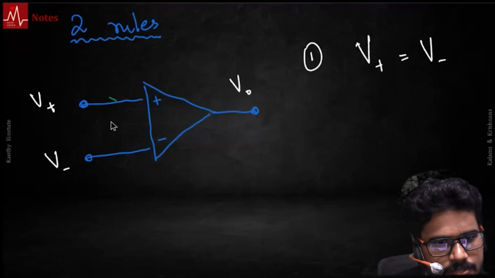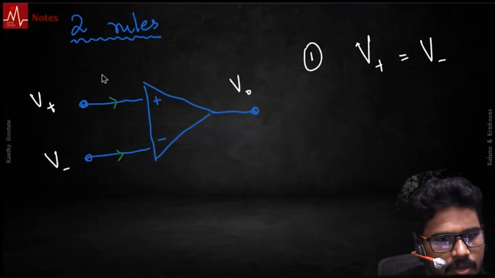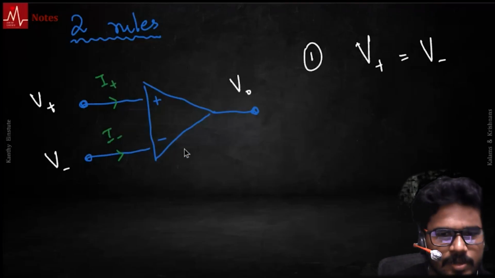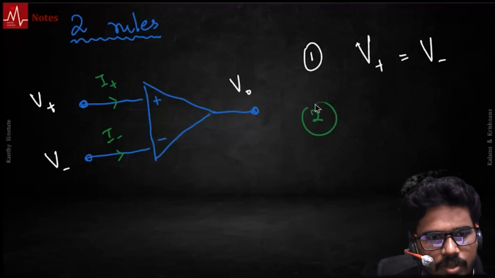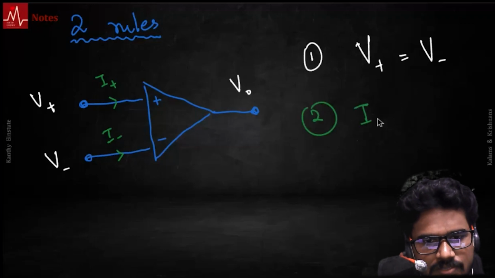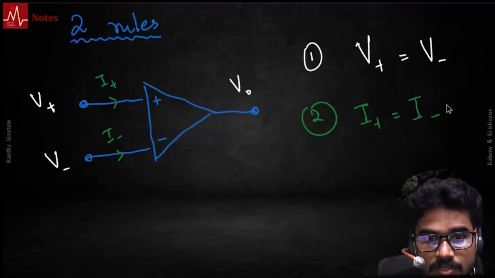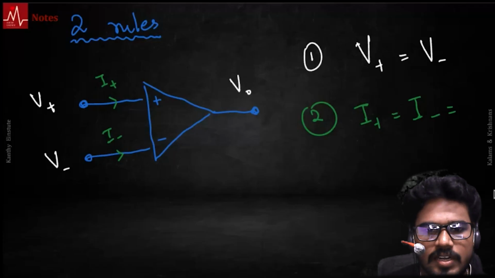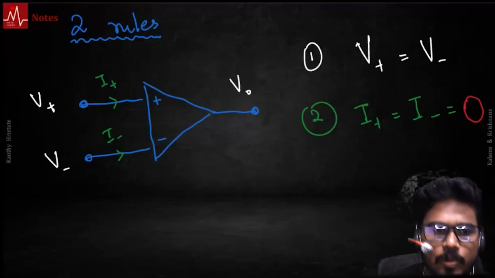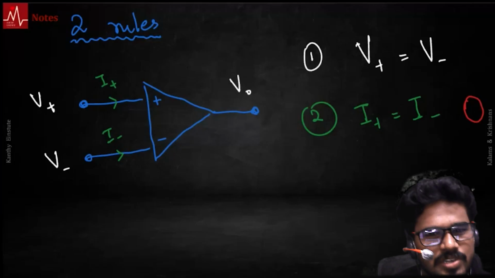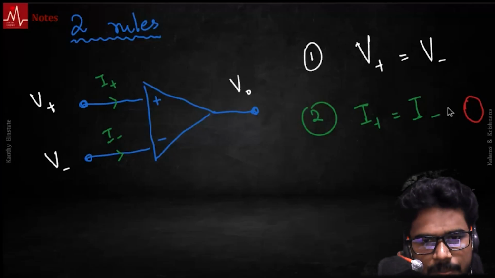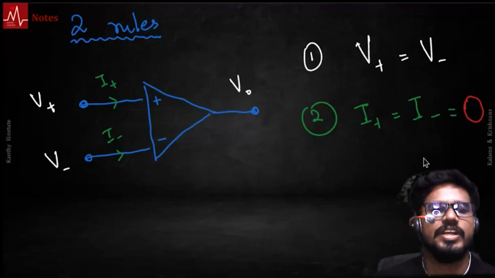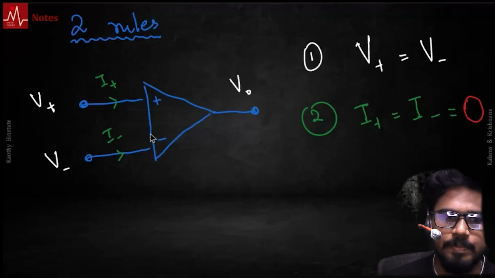And second rule, let's call this the current through the input terminal, non-inverting terminal, inverting terminal. So the second rule, you have currents are equal, not just that, equal to zero. That is, no current can enter an ideal op amp. The input resistance is really, really high, almost infinite. So no current can enter the op amp.